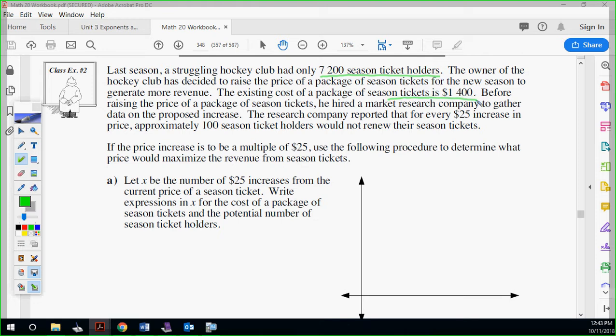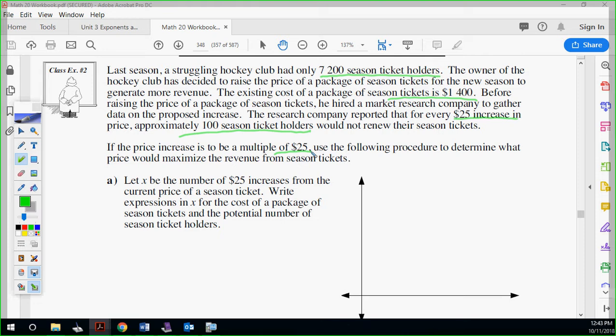Before raising the price of a package of season tickets, he hired a market research company to gather data on the proposed increase. The research company reported that for every $25 increase, he would lose 100 people. Okay, wouldn't renew their tickets. Okay, if the price increase is to be a multiple of 25, use the following procedure to determine what price would maximize the revenue from the season tickets.